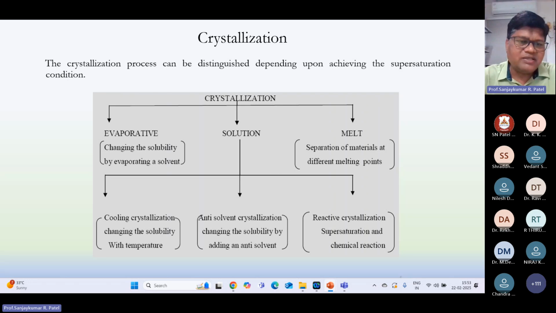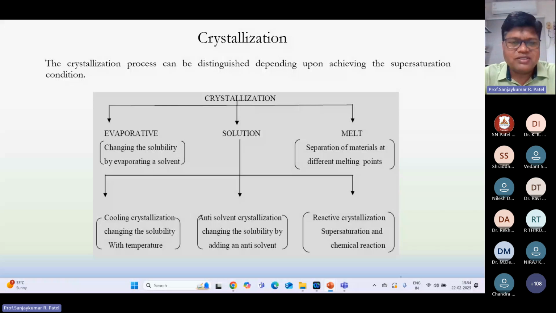So these are the techniques to change the solubility. One is changing the temperature. You can change the solubility of the solute in a solvent, and thereby supersaturation is generated and crystallization occurs. This is known as cooling crystallization. You can also add some non-solvent to a solution, so that the solute's solubility in that binary solvent decreases, and thereby the solute comes out as a solid phase. And the third one is reactive crystallization.